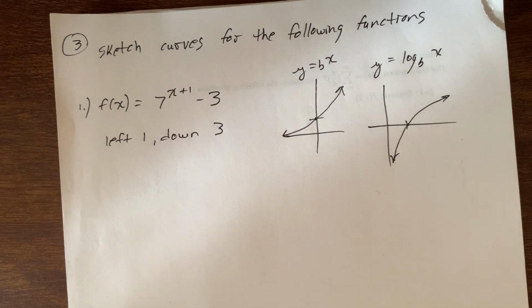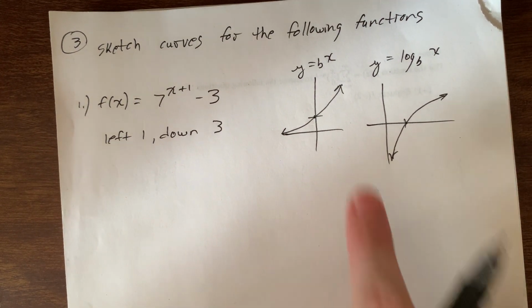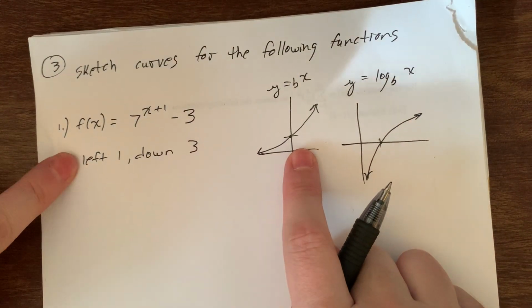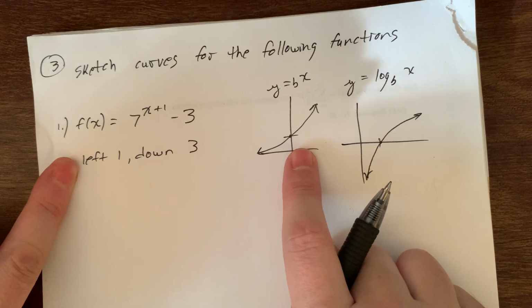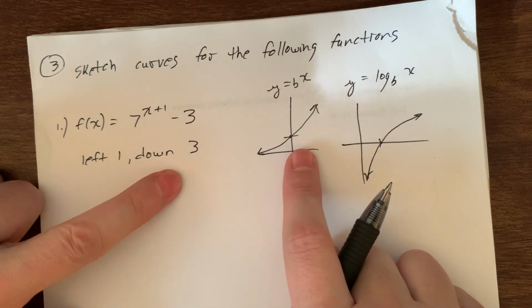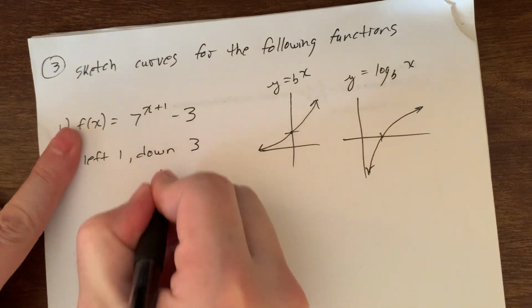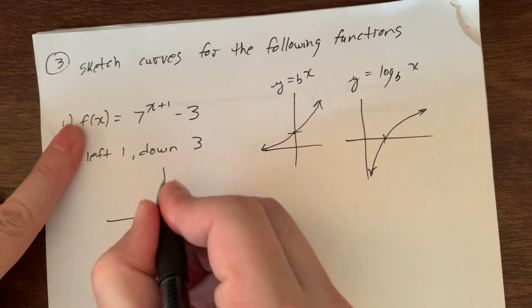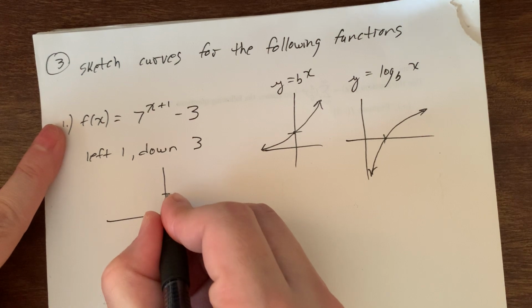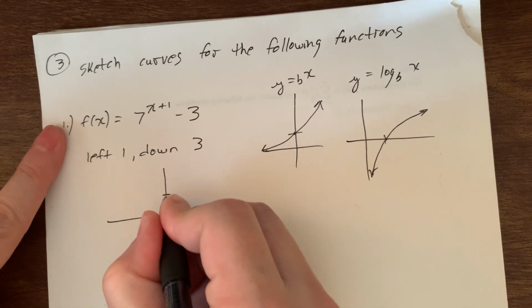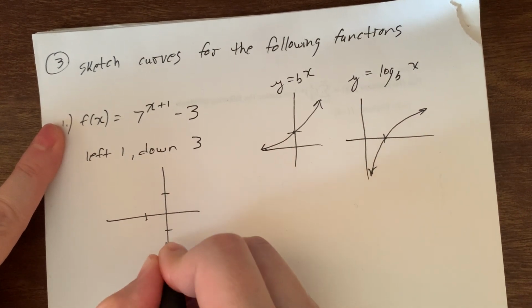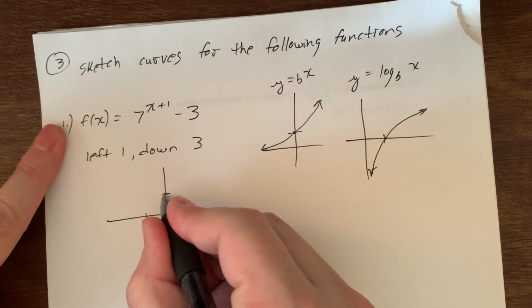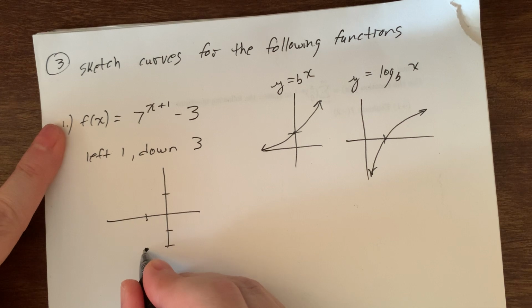Well, what are we shifting? How do we move things? Well, we do what we always did. If we had any reflections, which this does not, we would do those first. But now everything moves left 1 and down 3. So this initial key point started right here, but now it goes left 1, down 3. 1, 2, 3. So this used to be my key point. Now it's shifted to here.